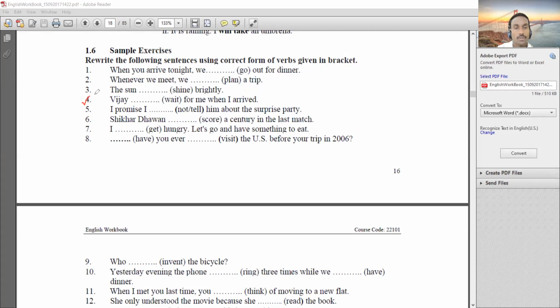Then let's go for number four. Vijay (wait) for me when I arrived. What do you think? I was waiting. Yes, you people are getting it right. So here, try to understand. There are two sentences. Which two sentences? Vijay waiting, this is one sentence, and another one is I arrived. So I arrived is in which tense? Simple past tense. So therefore, the first sentence we are going to use in past continuous. In past continuous, what comes? Was, were, V-ing. But here our subject is Vijay, which is singular. So after Vijay, we are going to use was, and then the main verb with ing, waiting. Vijay was waiting for me when I arrived. So this became your answer.